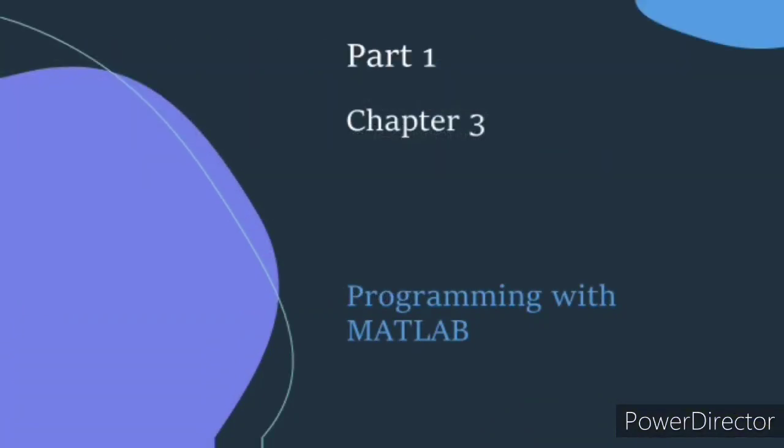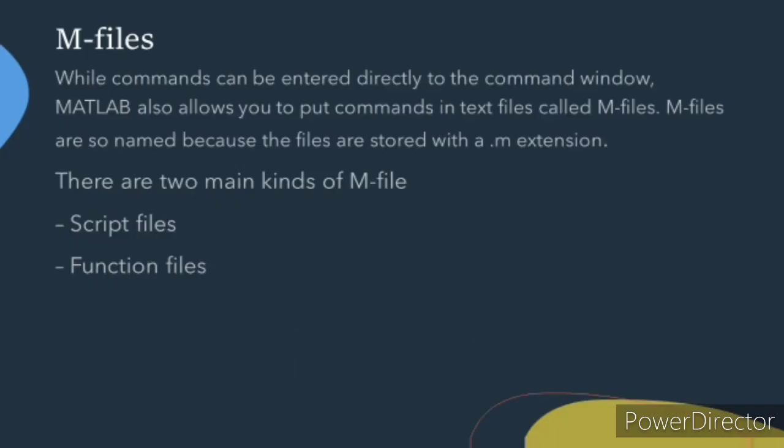And now, we will proceed to Part 1, Chapter 3, Programming with MATLAB. First, M-files. While commands can be entered directly into the command window, MATLAB also allows you to put commands in text files called M-files. M-files are so named because the files are stored with a .m extension. There are two main kinds of M-file: script files and function files.